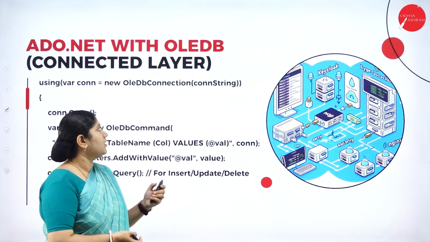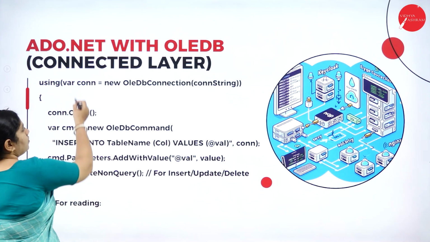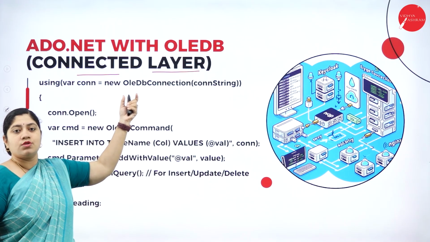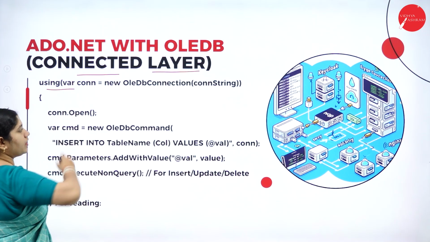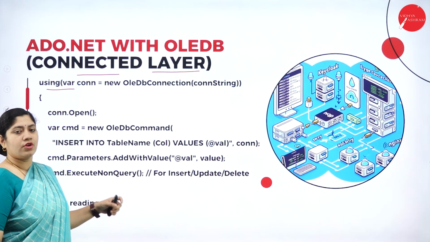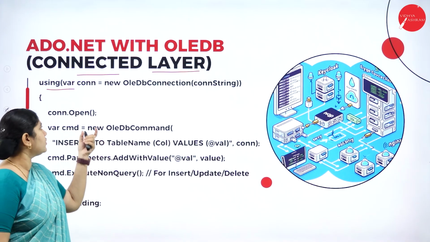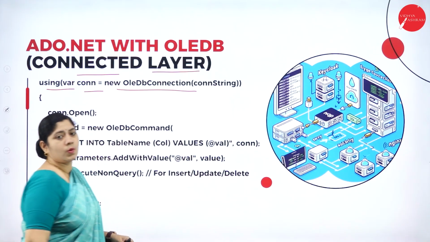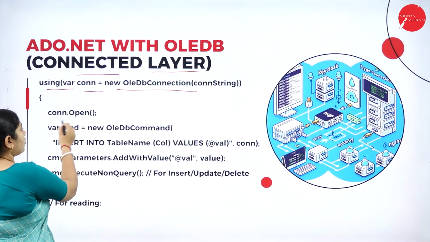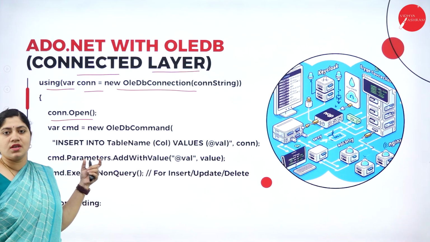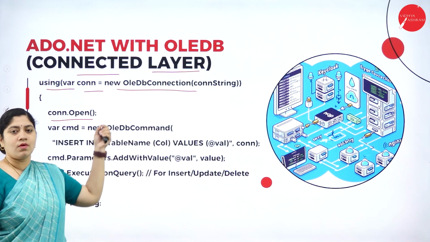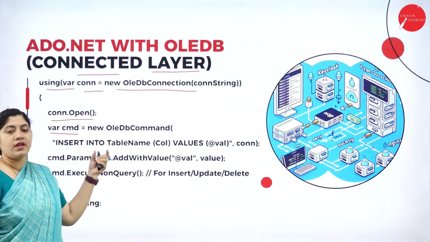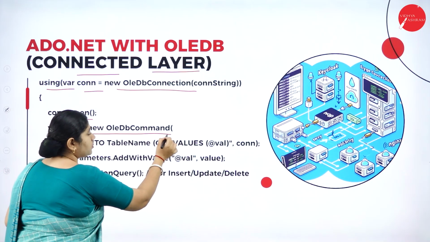Up next, this is ADO.NET with the connected layer, and we can see here it is through OLEDB. First, we are defining the using namespace. Under this we are defining our declaration, that is, which type of connection it is. It is connected with the OLEDB connection. Then we are writing connection.open. It is saying yes, I am initiating the opening of a connection. Then the variable command: the command is being assigned by a new connection command.